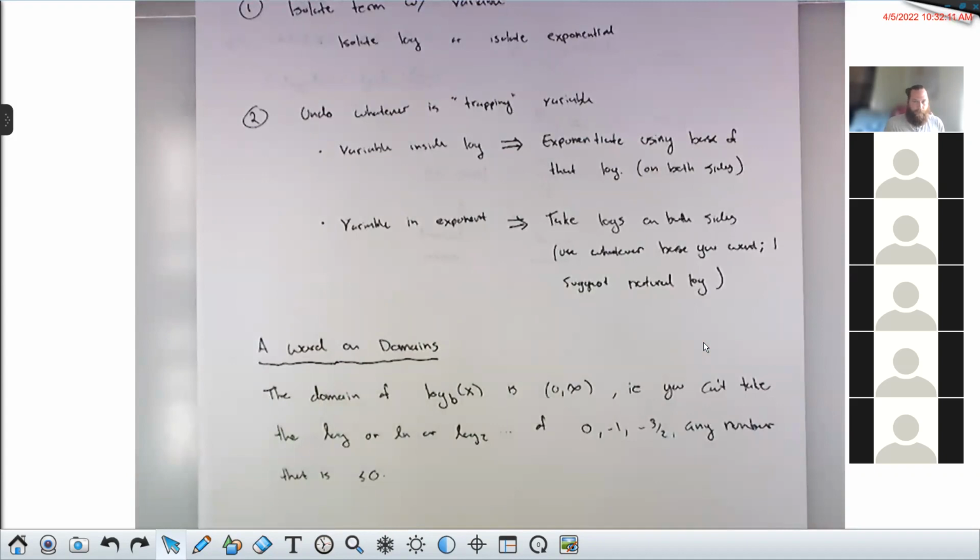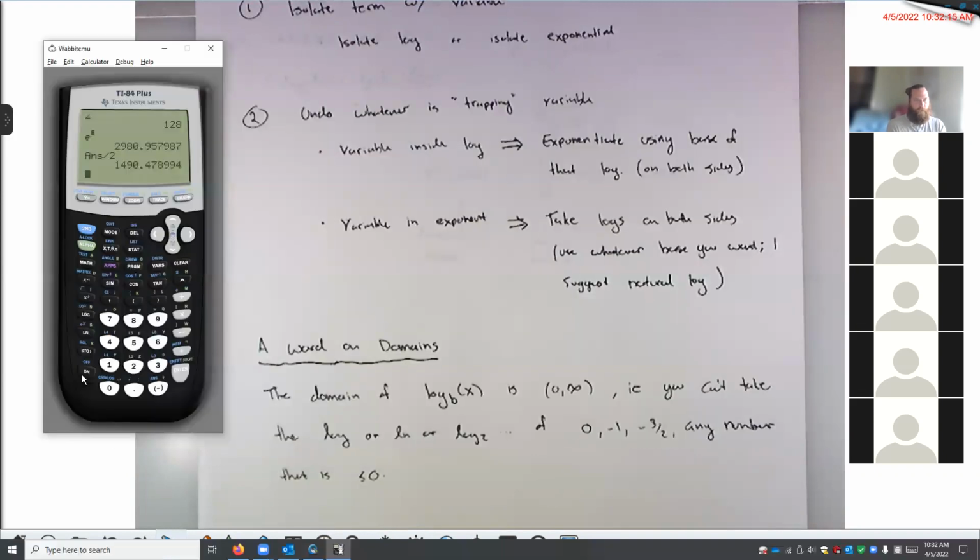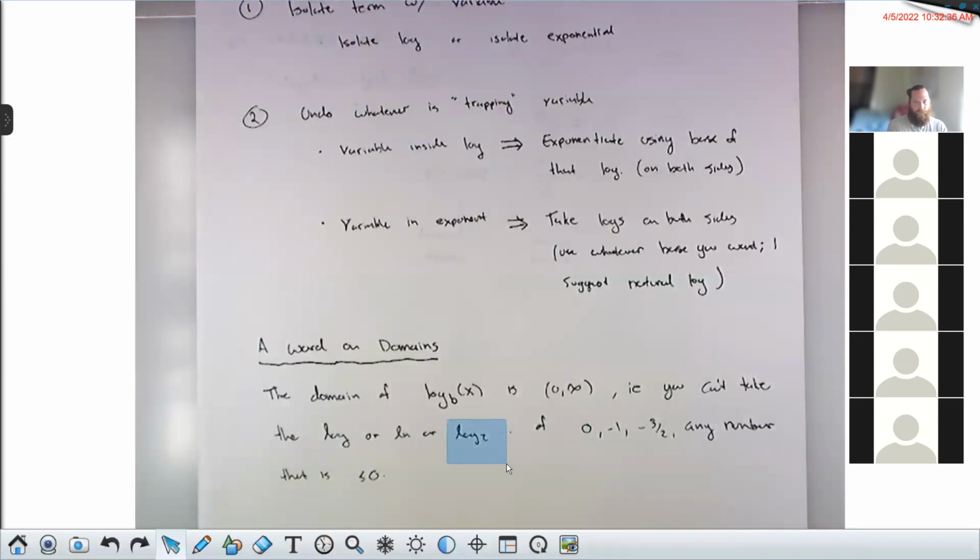This is where the problem comes in. If you try to, say, take the natural log of 0, you're going to get a domain issue. If you try to take the log of -3, you're going to get a domain issue. So these are not defined, right? And it's not just ln and log. Any base logarithm, you're going to run into this problem.